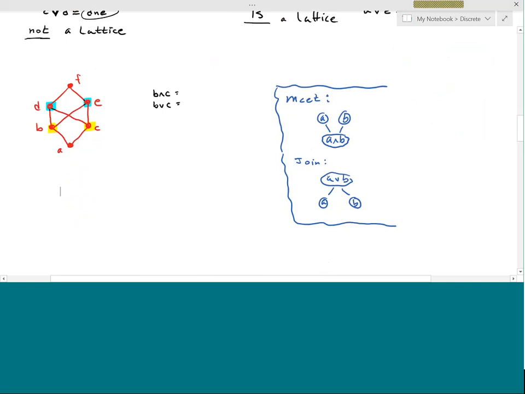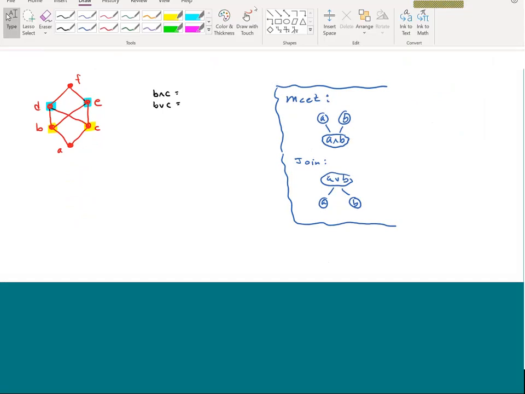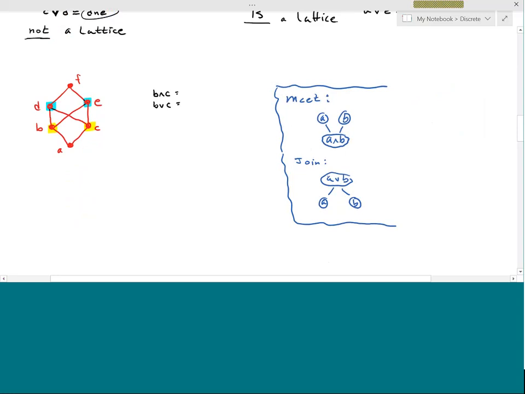So any guesses what the meet is of B and C? Yep, look down, greatest lower bound, so it's the one below. So the meet would be A, no worries there. Now, anybody have a guess what the join is of B and C? And remember, the join is the least upper bound, so you're looking up.